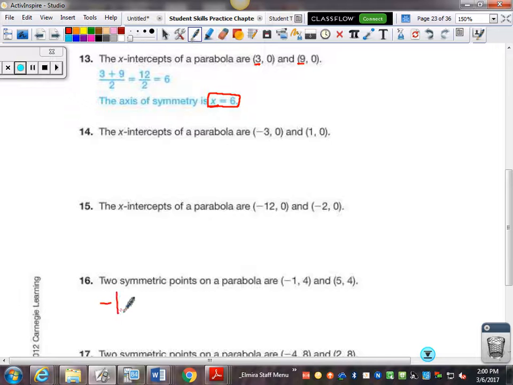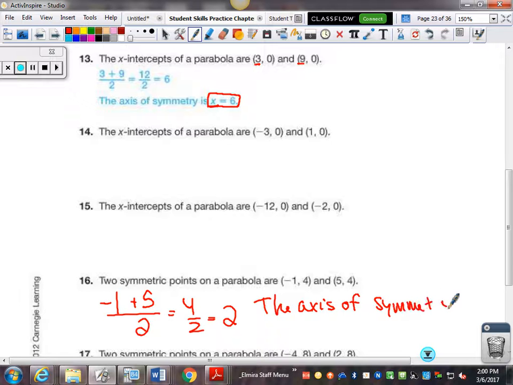So negative 1 plus 5 over 2. So the axis of symmetry is x equals 2. Yes, you have to write all that whole sentence out. You need to write that entire sentence.